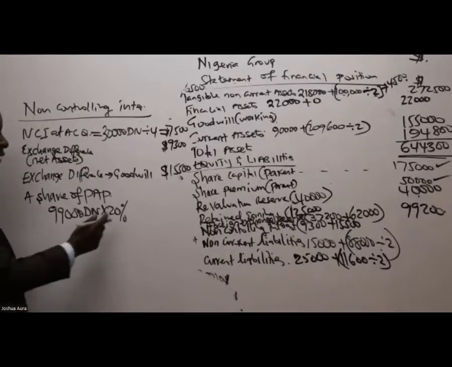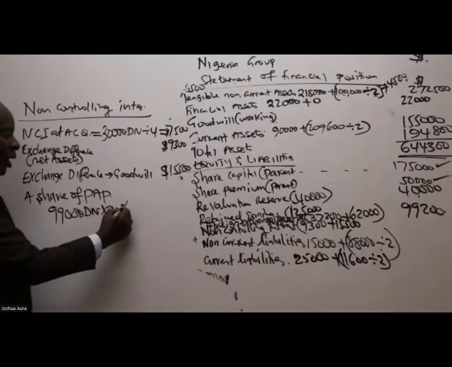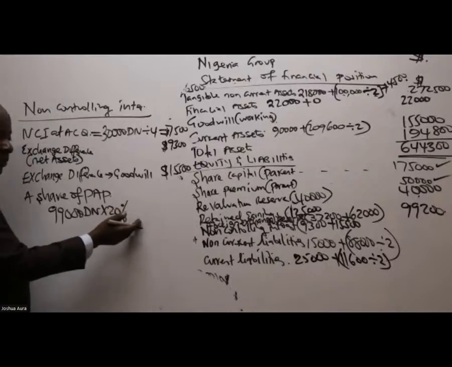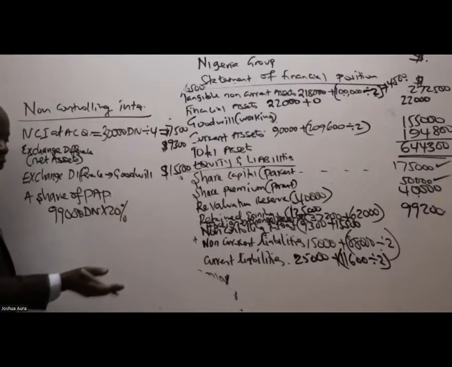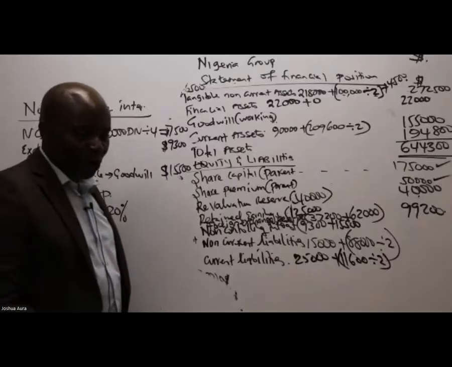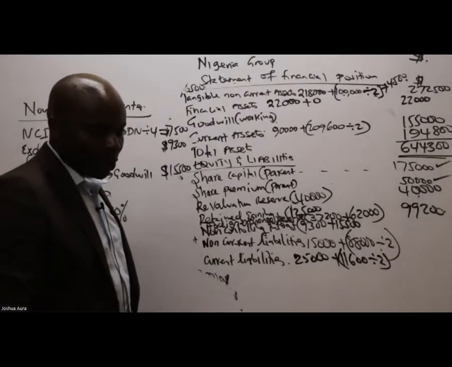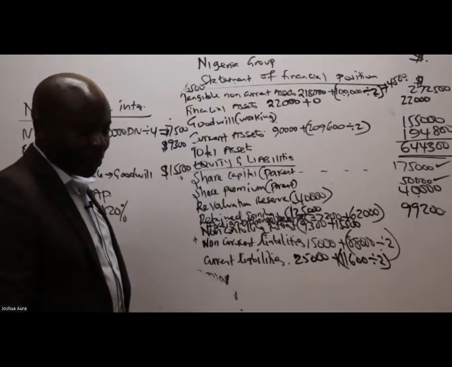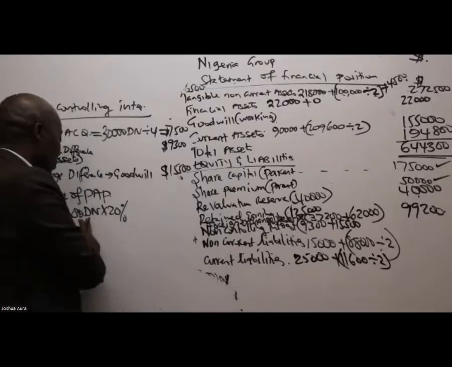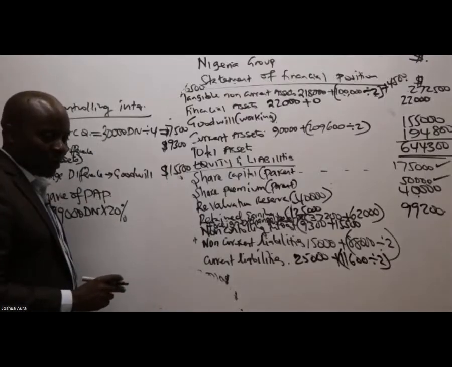Can somebody give me the translation rate in this case? Should I use 4 or 2? What should I use here for this PARP? Should I use 4 or 2?